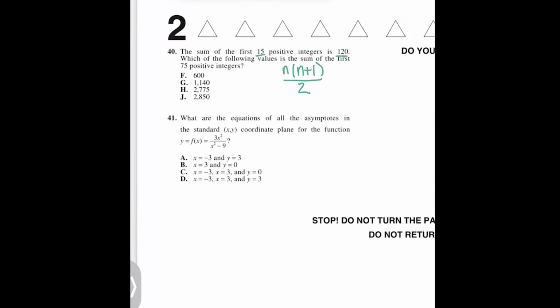But what you do from this point is n is going to be the number, so that's going to be 75. And then we go 75 plus 1, all divided by 2 into our formula. 75. And then, so that would be 75 times 76 divided by 2. So the answer on this one would be J.